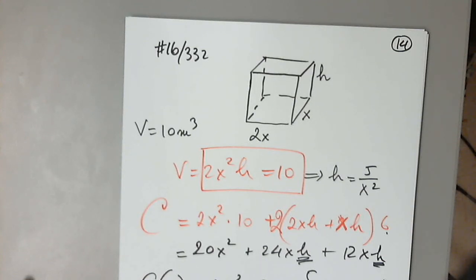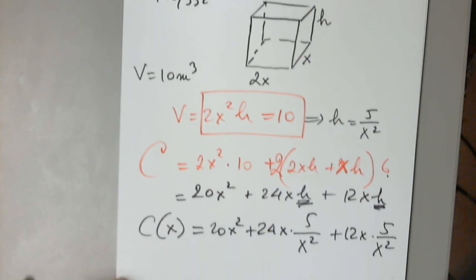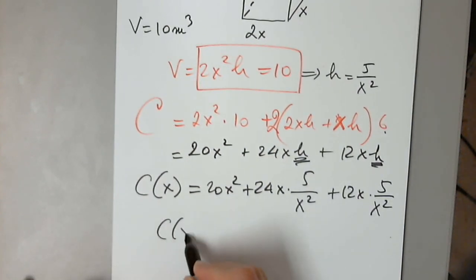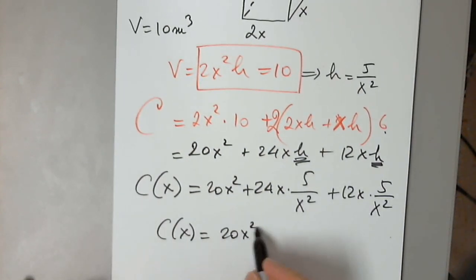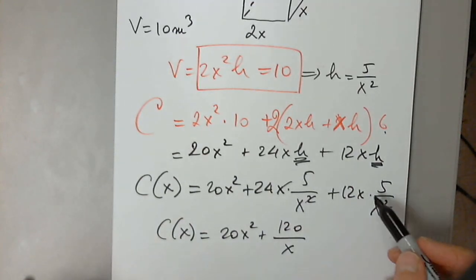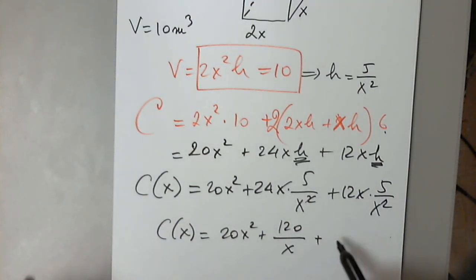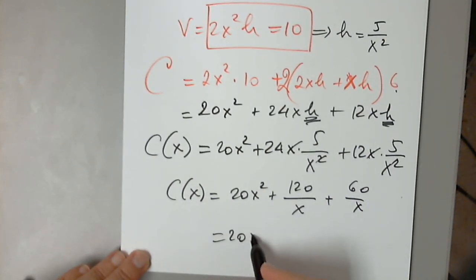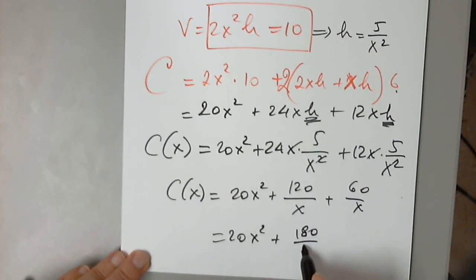Right. And from here we took h was 10 divided by 2x squared, but I simplified and I got 5 over x squared. Is that better? Yep, thank you. So I'm just going to stop here after we simplify this one more step. I'll simplify by x and then plus, is it 120 divided by x? And then simplify here and I get, is this 60 by x? Am I correct? So this is 20x squared plus 180 over x.